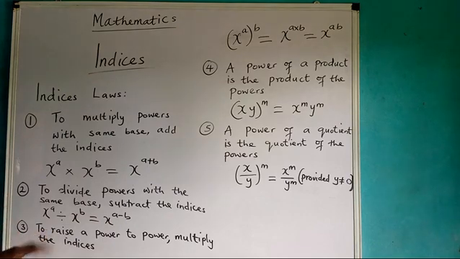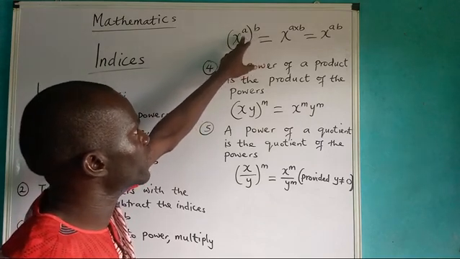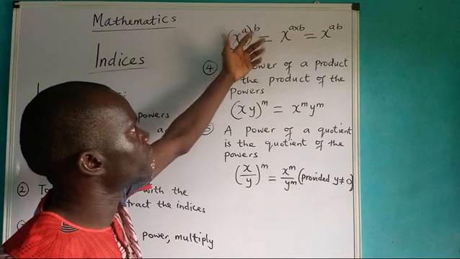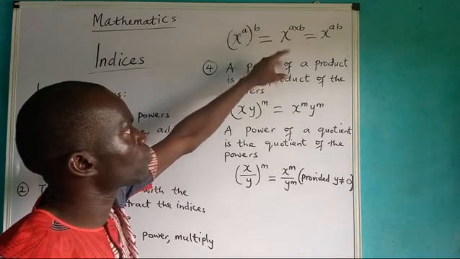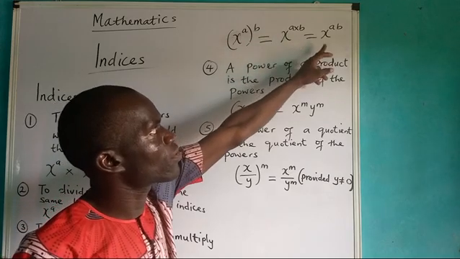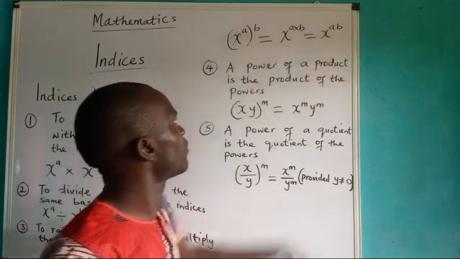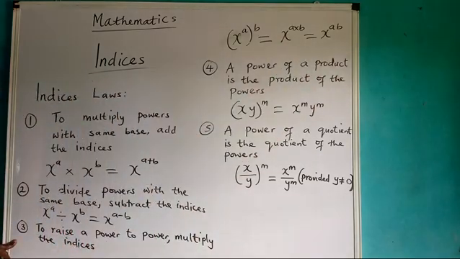To raise a power to a power, multiply the indices. This one has to do with the power law. Whenever you have one base and you have two indices, that is a and b, simply take the base and multiply the powers. We multiply a and b, you have x to the power ab. That one has to do with rule 3.